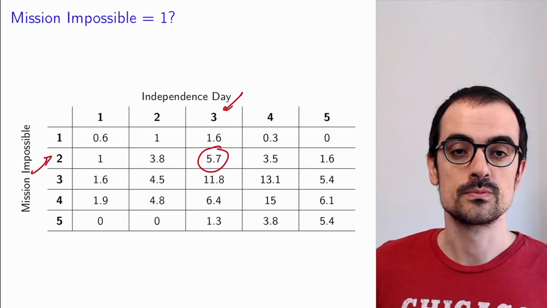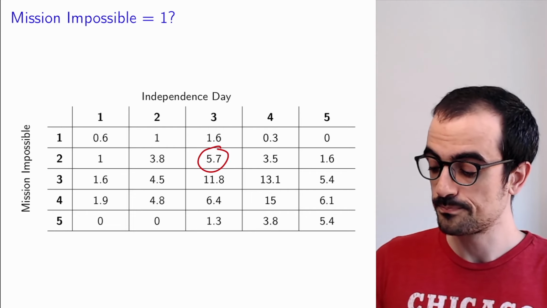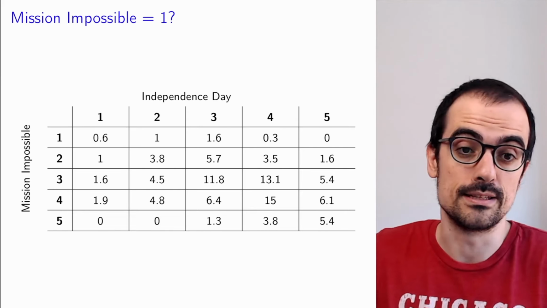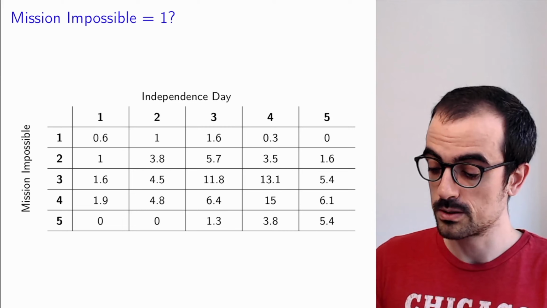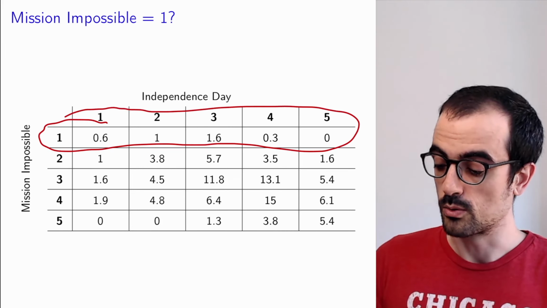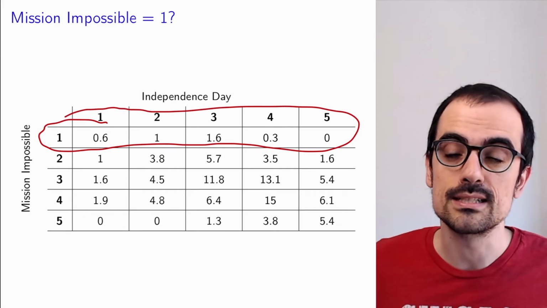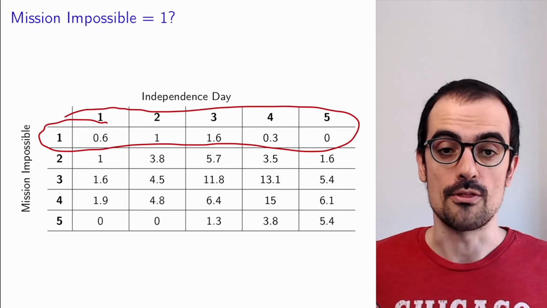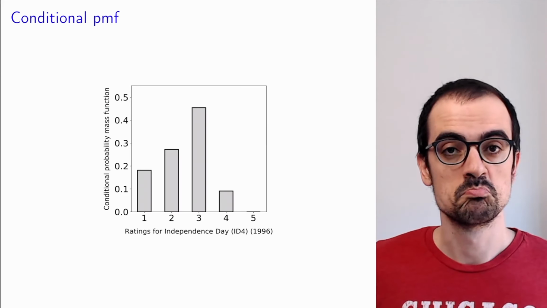So what if we're interested in the distribution of Independence Day, given that Mission Impossible got a rating of 1? Well, what we're going to do is take that slice of the joint PMF and normalize it just as we did in our other example. And when we do that, this is what we obtain.